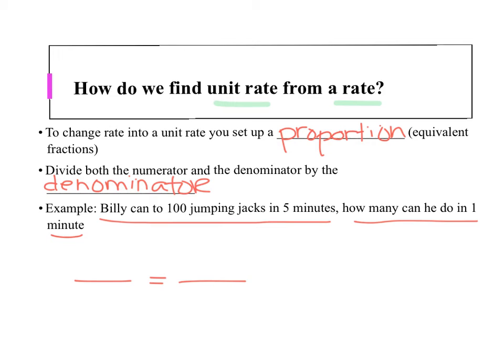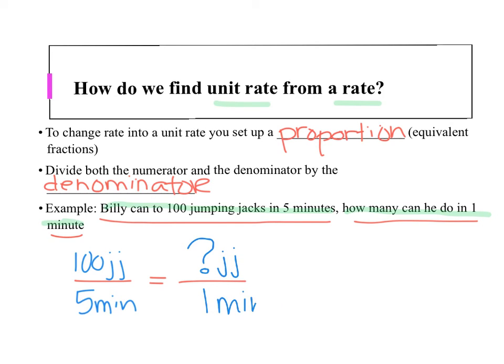So to set up this proportion, we're going to put the first rate that we were given, which was Billy can do 100 jumping jacks in 5 minutes. So let's set that up like we talked about before. So 100, I'm just going to put JJ for jumping jacks, in 5 minutes. Okay, that's our first rate. And the question is asking us, how many can he do in 1 minute? Okay, so we're trying to figure out that unit rate. So to set this up, we would say, okay, how many jumping jacks? We don't know. Can he do in 1 minute?